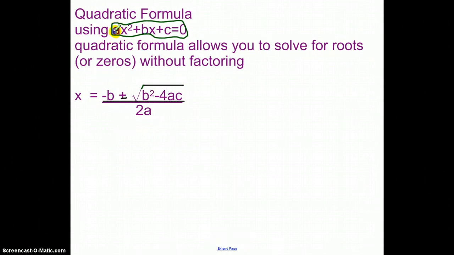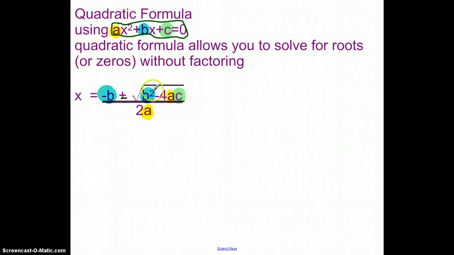So this a that's here is going to get used in this formula down here that we call the quadratic formula twice. It's going to get used once in the top and once in the bottom. This b value that we have here is going to get used here. Notice this says negative b, so the opposite of b, kind of like when we were dealing with the line of symmetry. There's also going to be a b value here that's squared. This c value that's here is going to go through here only once.